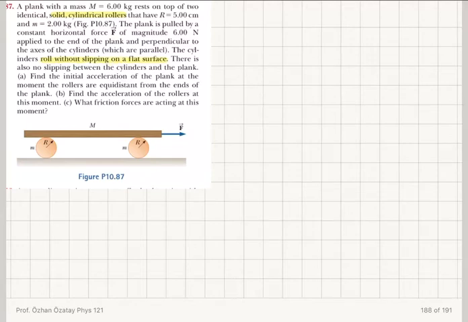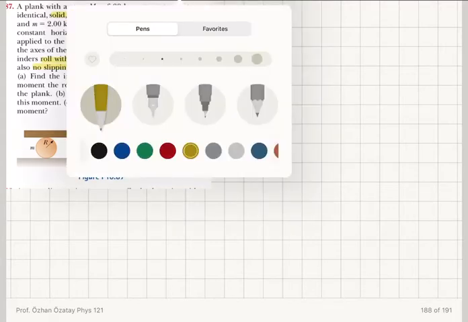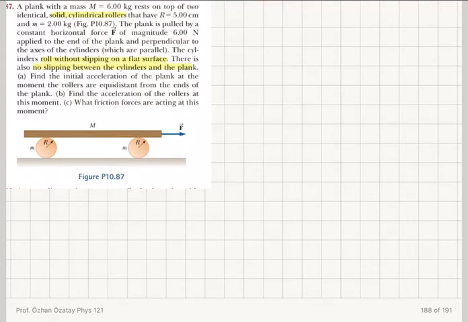The cylinders roll without slipping on a flat surface. There is also no slipping between the cylinders and the plank. Find the initial acceleration of the plank at the moment the rollers are equidistant from the ends of the plank. Find the acceleration of the rollers at this moment and what friction forces are acting at this moment.